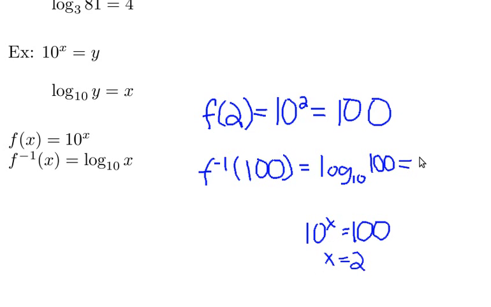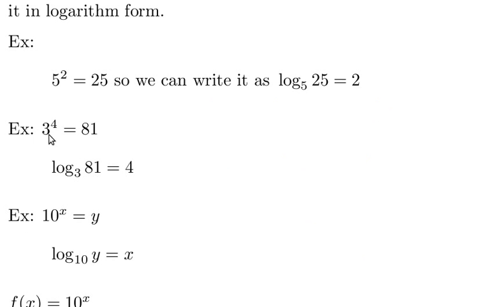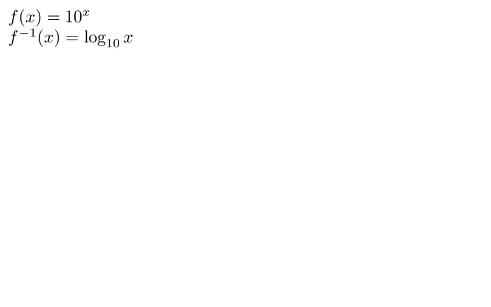So f inverse of 100 is 2, and so we can see that it's the inverse of the function. Whereas f of 2 mapped to 100, f inverse of 100 mapped to 2. So we can kind of see how it's the inverse of the other. Now, we can also go the other way around. From these examples, we went from exponents to logs, so log base 3 of 81 equals 4. Now we can go the other way around as well. We can start with a logarithmic function and go to an exponential function.